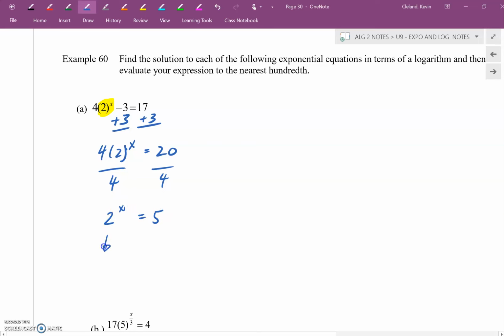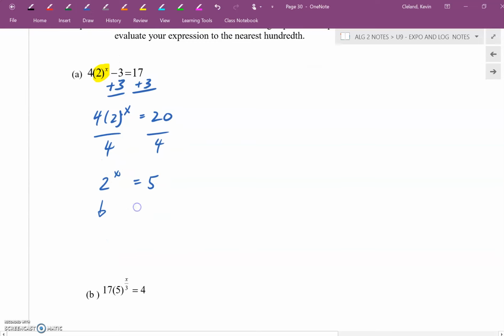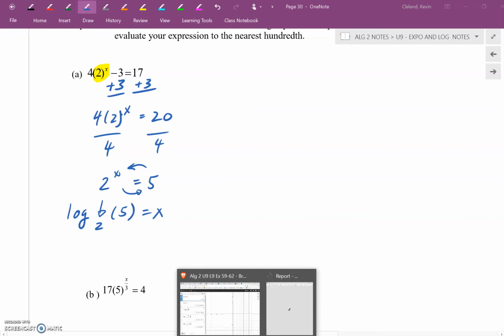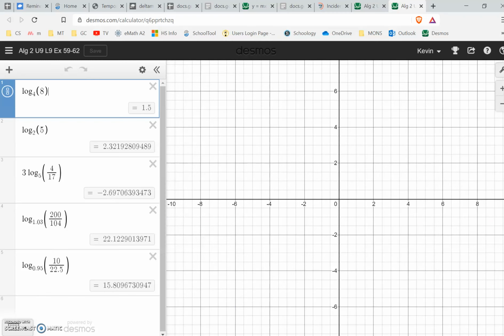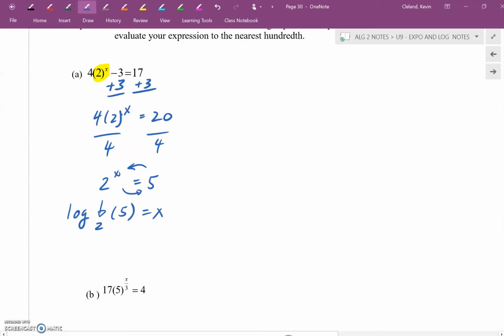Now we can bring down our base and say that's equivalent to log base 2 of 5 equals x. So all we have to do is evaluate log base 2 of 5. Well, there you go, I've already calculated it for you. It's 2.321928, and so on. We're supposed to round to the nearest hundredth, so x here is approximately 2.32.